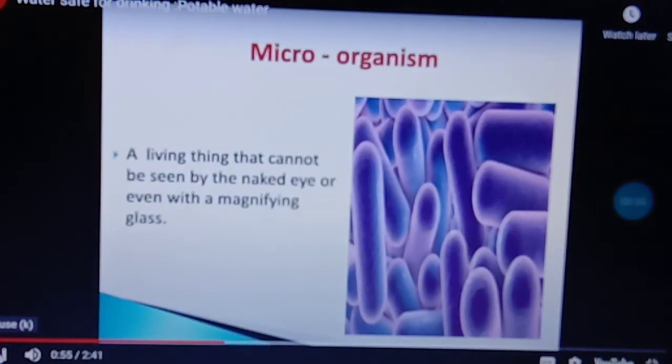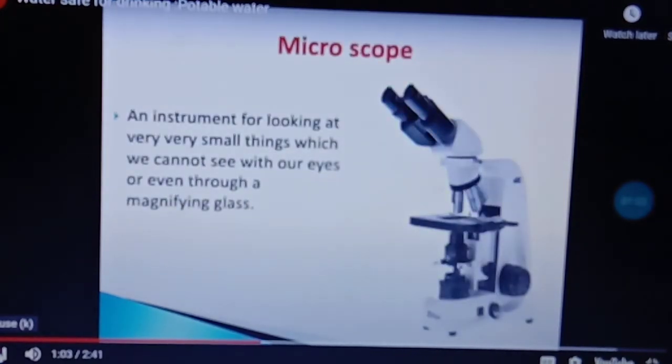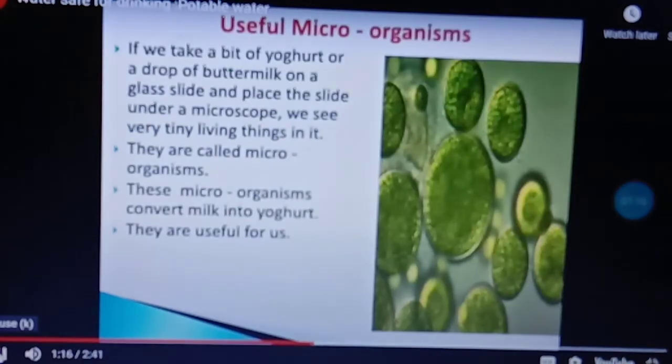Microorganism. A microorganism is a living thing that cannot be seen by the naked eye or even with a magnifying glass. Microscope. A microscope is an instrument for looking at very small things which we cannot see with our eyes or even through a magnifying glass.